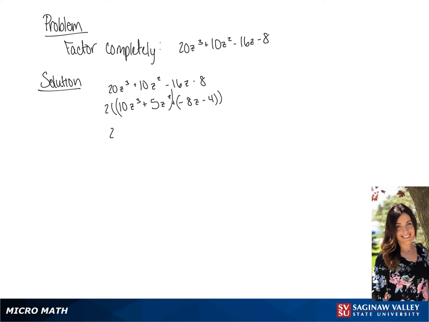Now we're going to factor the first term. We can pull a 5z squared out, giving us 5z squared times 2z plus 1. And from the second term, we can factor out a negative 4, giving us negative 4 times 2z plus 1. Now we can combine the like terms. And for our answer, we will get 2 times 5z squared minus 4 times 2z plus 1.